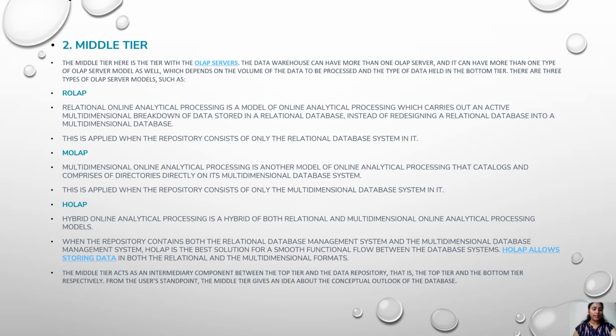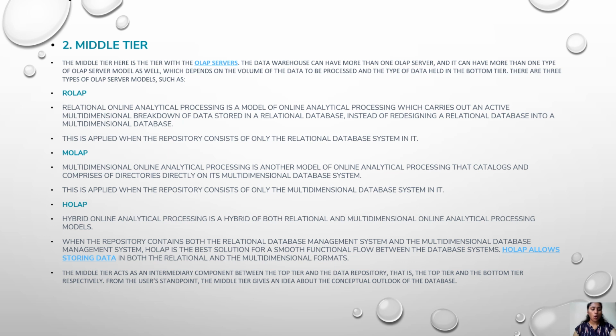Middle tier. The middle tier here is the tier with the OLAP server. The data warehouse can have more than one OLAP server, and it can have more than one type of OLAP server model as well, which depends upon the volume of the data to be processed and the type of the data held in the bottom tier. There are three types of OLAP servers: ROLAP, MOLAP, HOLAP.